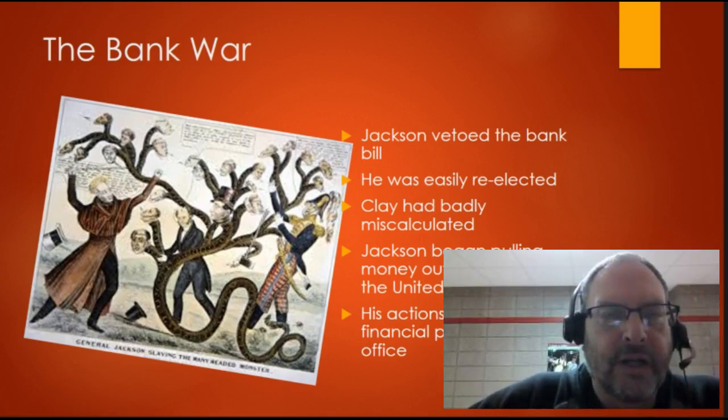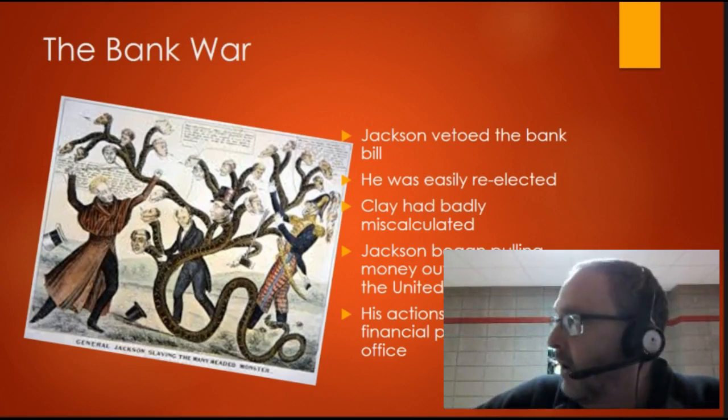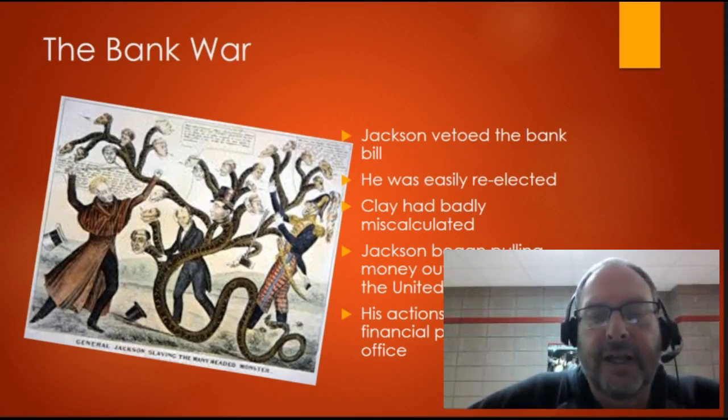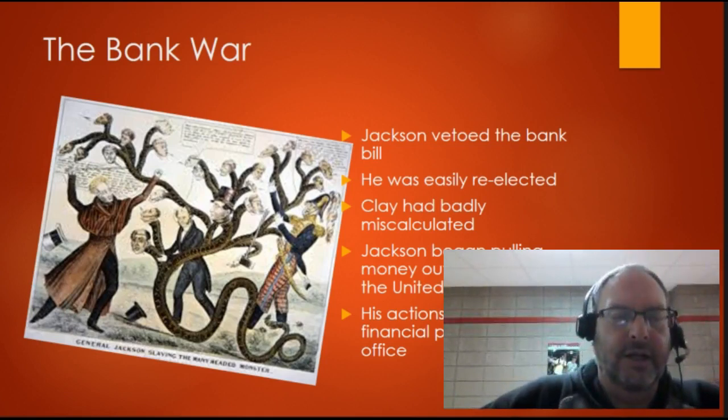So, in a nutshell, that is the bank war. It involves President Andrew Jackson. It involves a political rival, Henry Clay, and Nicholas Biddle, the President of the Bank of the United States.